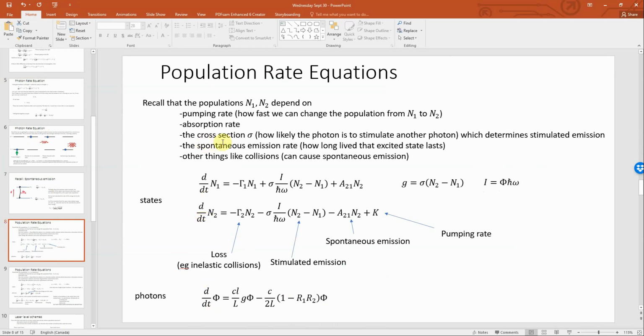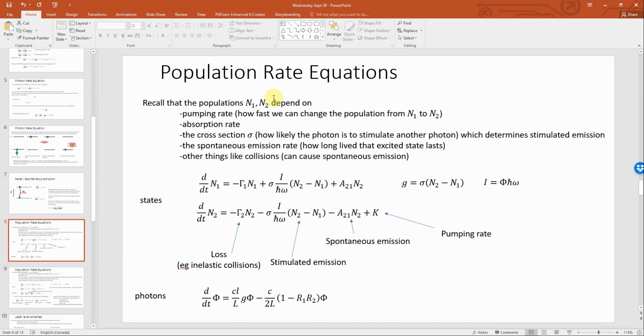And now we want to look at the number of ground state atoms or electrons and excited state atoms, but what do these depend on? Of course, it depends on the pumping rate, so how fast we can change the population from N1 to N2. If we pump this really hard, or provide it with a lot of energy, then it's more likely that we can get something into this excited state. It's also related to the absorption rate, so how likely we can pump and excite from N1 to N2. It's not only how much energy we deliver into it, it's also how likely it is that it absorbs that energy and converts it to an excited state, N2.